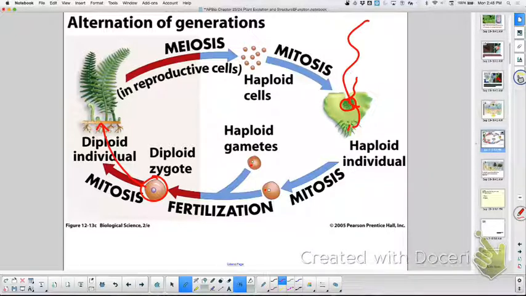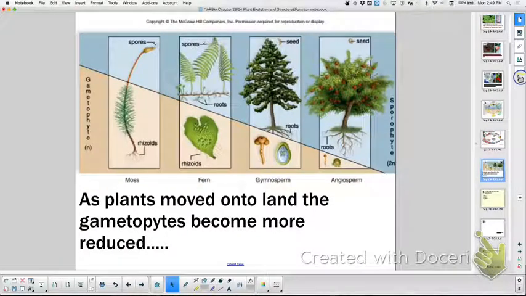This will vary. It's done a little bit differently in a moss. It's done a little bit differently in a flower, but you have the same idea that you have a gametophyte structure and you have a sporophyte structure. But the trend is that as you move on to land, the sporophyte gains ascendancy and the gametophyte becomes less and less and less. So that's a good picture to show that.